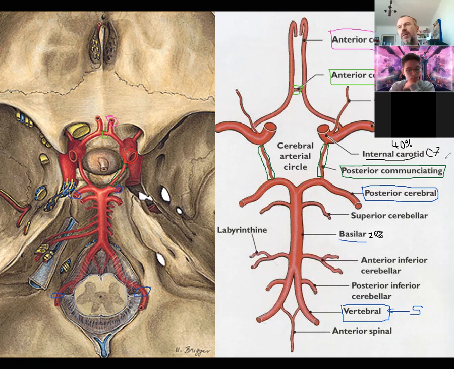Now you have the circle here. Yeah? The basilar artery giving the posterior cerebral, the internal carotid artery giving the anterior and middle cerebral, and in between, 3 communicating branches, unpaired anterior and paired posterior. Why do we have the circle here?